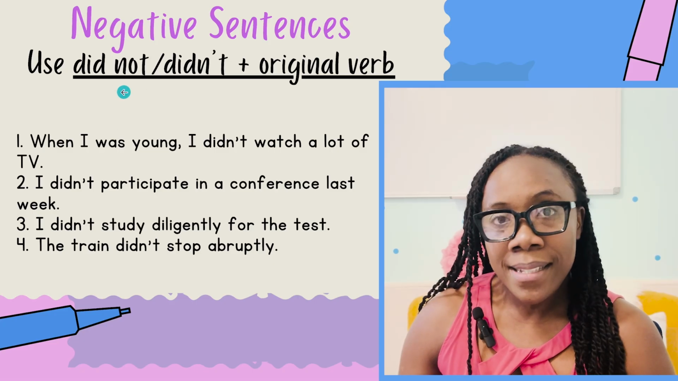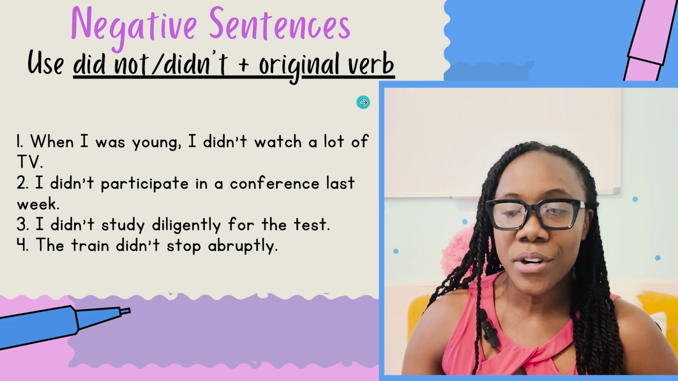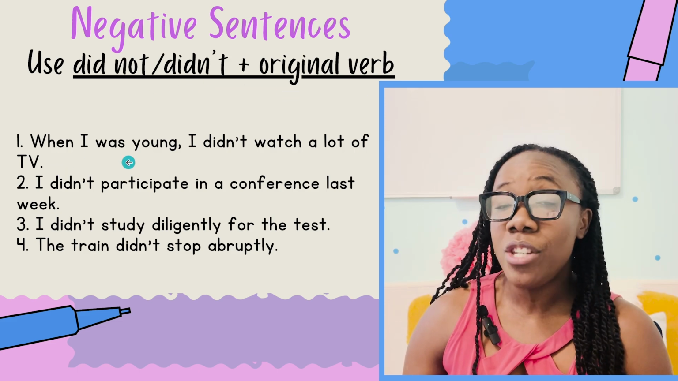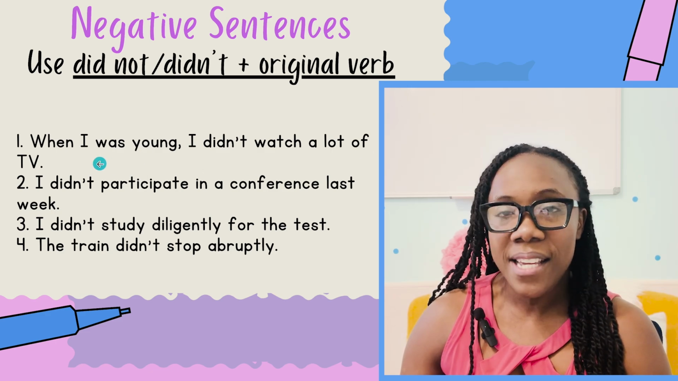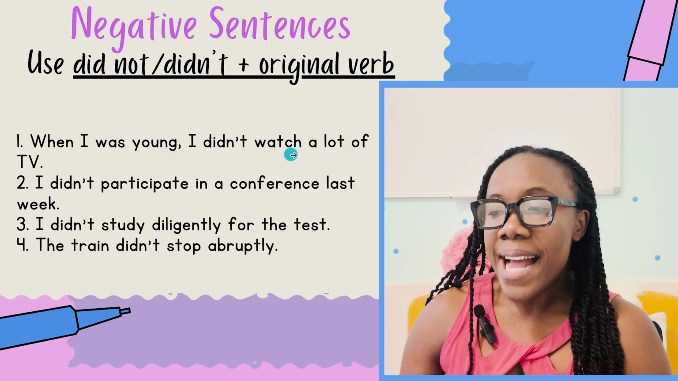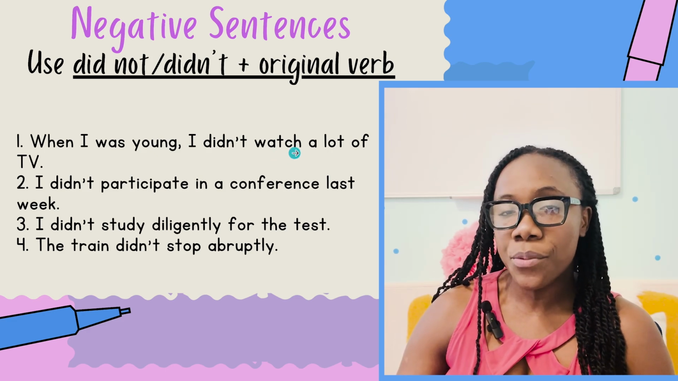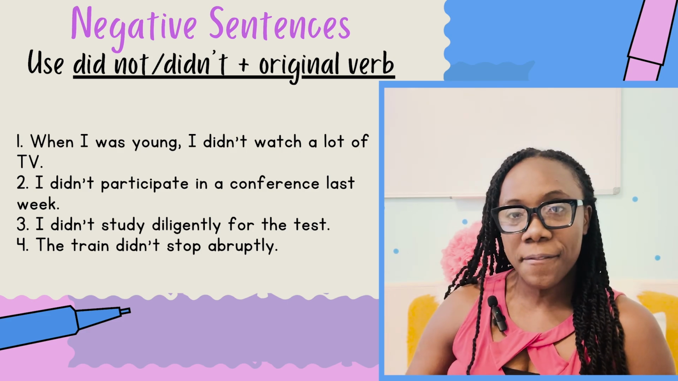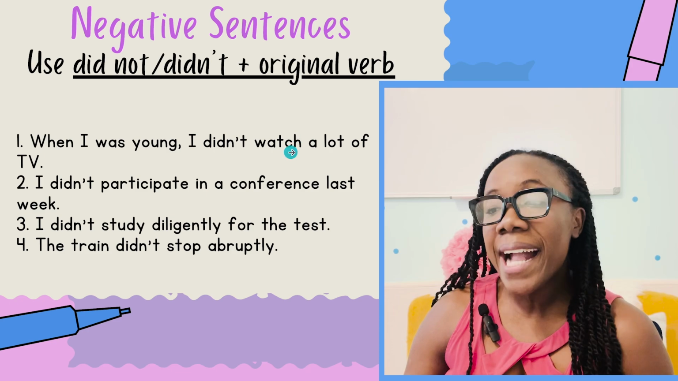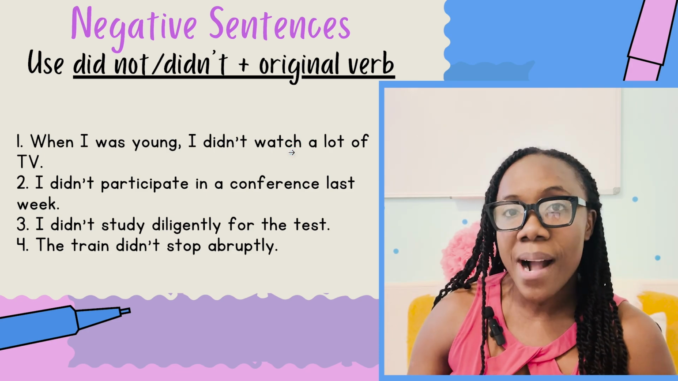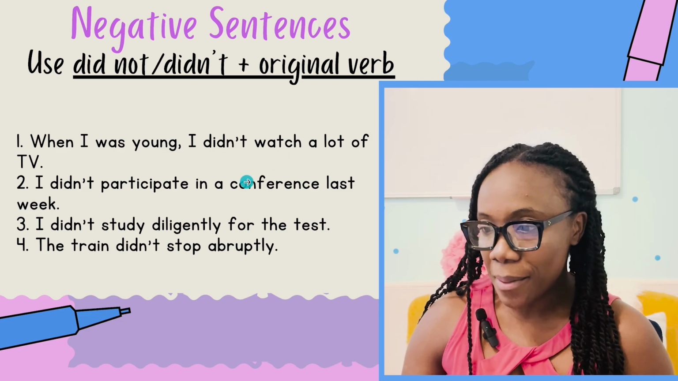To form negative sentences in the past tense, we use didn't plus the original verb. For example, when I was young, I didn't watch a lot of TV. And again, that -ed that was originally on watch now is removed in the negative. We only add -ed in the affirmative. In the negative and interrogative that we're going to talk about later, we use the base form of the verb.